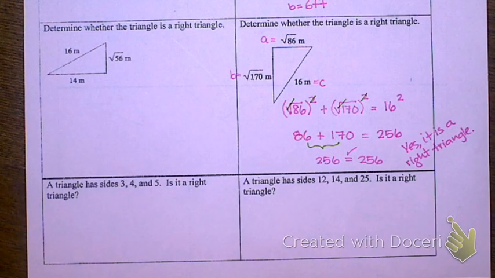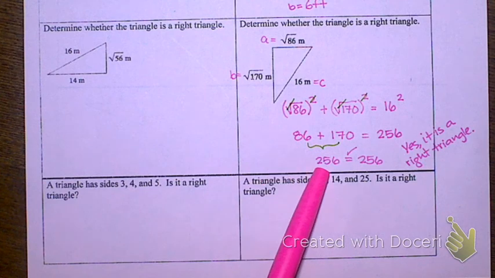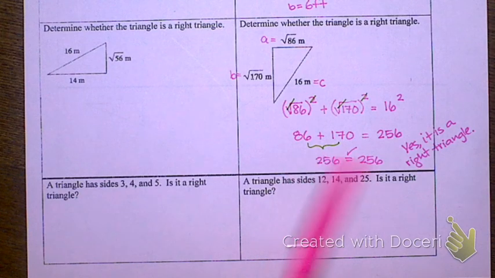Now, what if in this problem, instead of square root of 86, I had square root of 96? And then I had 96 here, and then I had 266 here. Would that be a right triangle? No. If you get two numbers not matching up, not equal, that's not a right triangle. All right, so let's look at the next one.